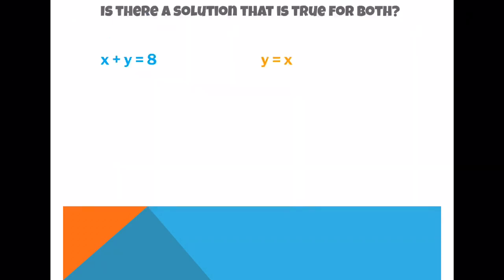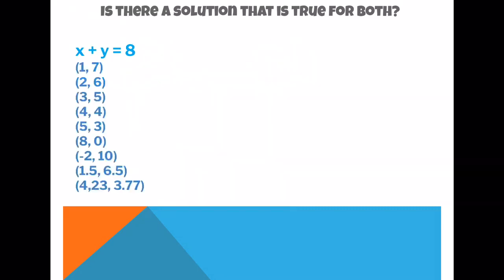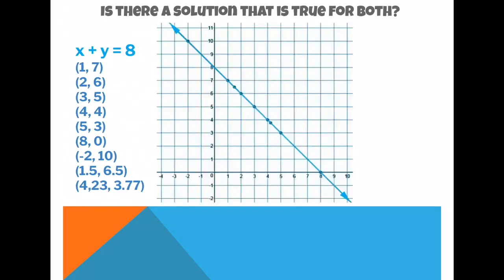What if I asked you to find the solution that is true for both of these relationships? Find the solution that is true for x plus y equals 8, and also true for y equals x. Well, let's go back and look at our data. For x plus y equals 8, we have all of these solutions, and we know that if we graph it, we can show the infinite number of solutions for x plus y equals 8.